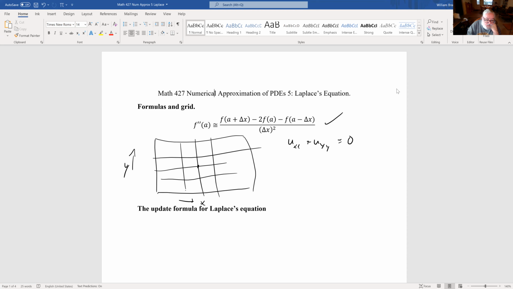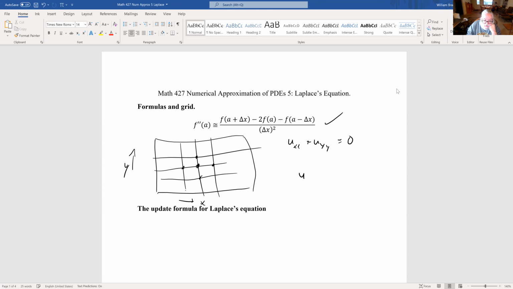So a point here is uij, and then what we want is the value of u here in terms of these. And I think of Laplace's equation as being a steady state heat equation, right? So we want to know the temperature here in terms of the boundary temperatures.